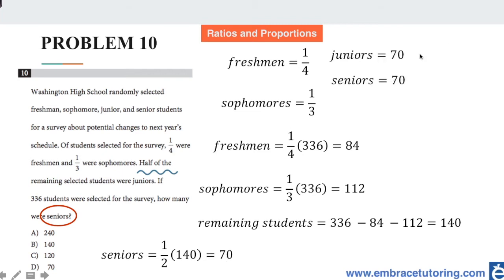So juniors are going to be 70 students, seniors are going to be 70 students, freshmen are 84 students, and sophomores are 112 students. So here, in this case, because my seniors are 70, that's what the question is asking for. So D is going to be my best answer to question number 10.